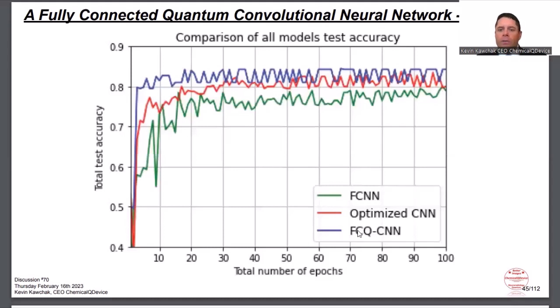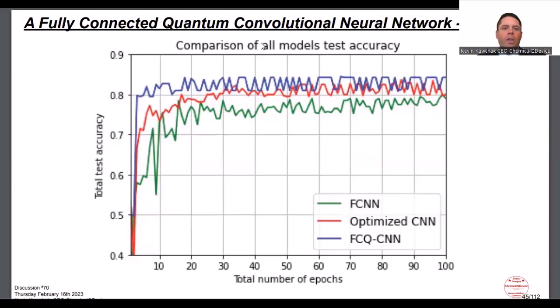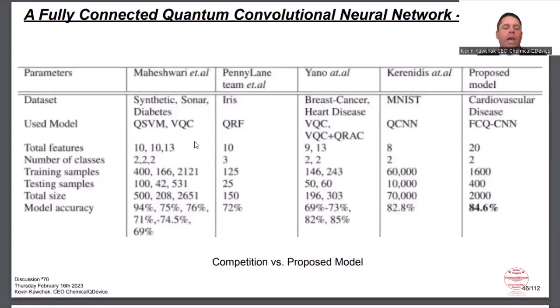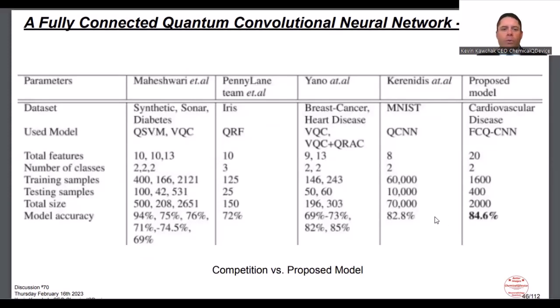And then you'll see the fully connected quantum convolutional neural network in the blue. So it's consistently higher than the optimized convolutional neural network. And then these are the competitors to them. And I found others too, but so they're 84%, they're claiming it was the best. This Maheshwari also did other ones too. So apples to apples, I think that's why they're claiming they're in bold right there.